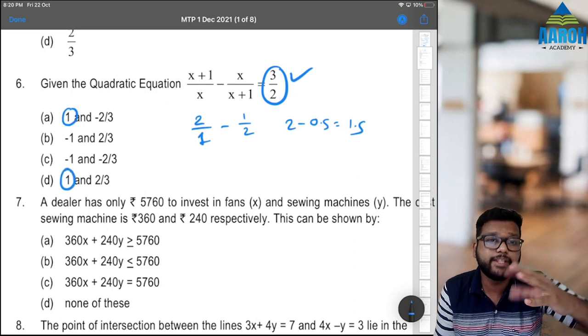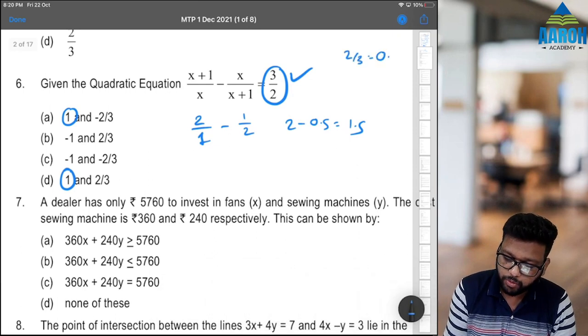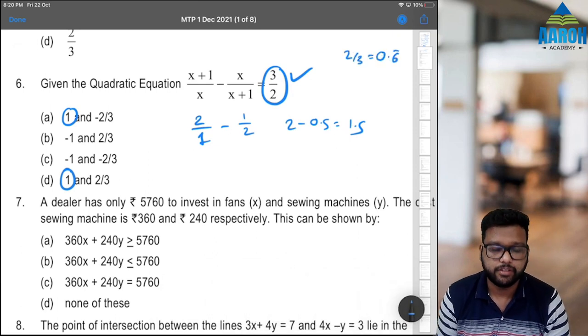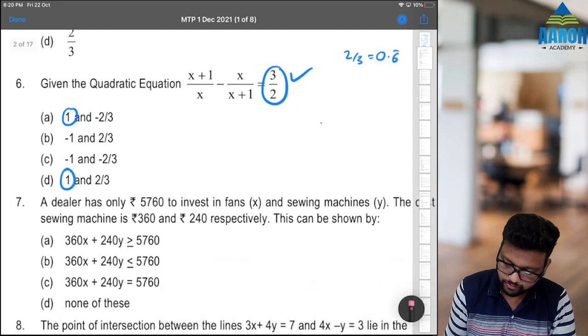Let's check whether it is 2 by 3 or minus 2 by 3. Now 2 by 3 is 0.6 recurring. You can check on calculator, right? So let's just do it on calculator only. Concentrate very carefully.